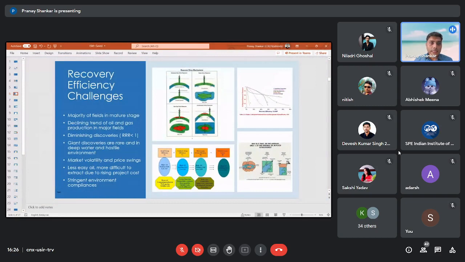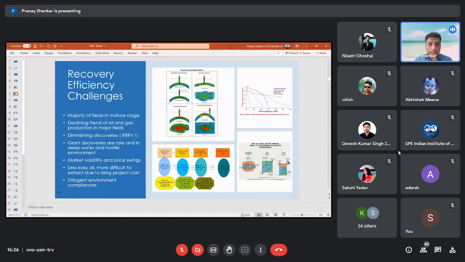So the challenges in terms of achieving higher recovery, what are the various challenges that we see or experience? As I said, the majority of the fields today which are producing are in mature stage, and they are declining as we know. And this factor called reserves replacement ratio, what is this?